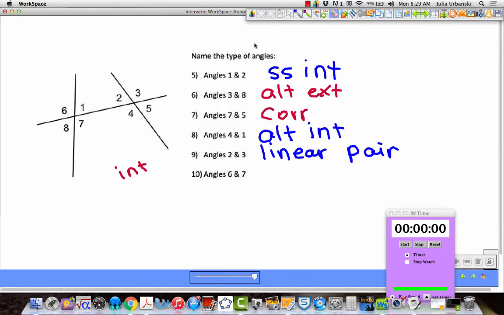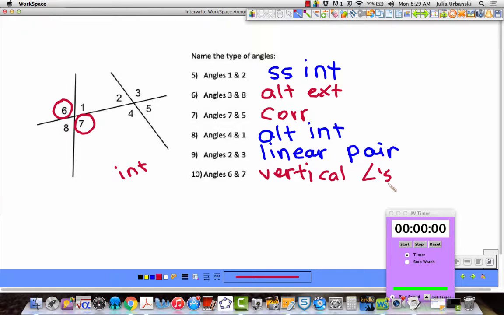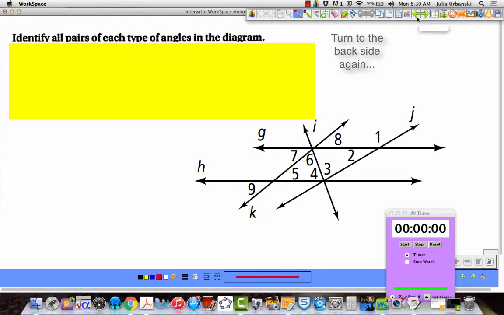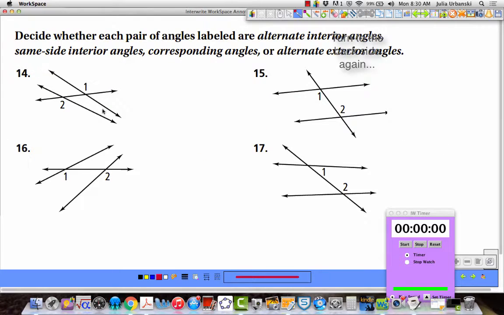And the last example is 6 and 7. Can you recognize that right away? Yes. Vertical angles. Okay, so just because we add new words doesn't mean that the old words disappear. 10, 11 through 13, let's do this later because it's a little complicated to see all the crisscrossing lines. We're not going to cross it off. We're going to do it later because there's so much there. Let's do this one. Do 14 through 18.